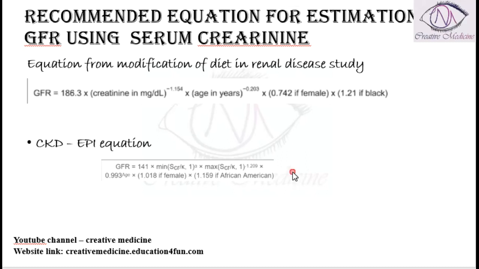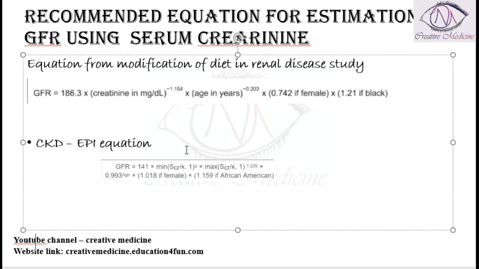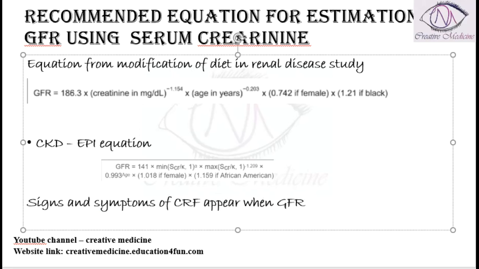Now, why are these equations significant? These equations are significant because the signs and symptoms of chronic renal failure appear when the glomerular filtration rate is found to be less than 50%. When the glomerular filtration rate is less than 50%, that is when you will see that the symptoms of chronic renal failure will occur.